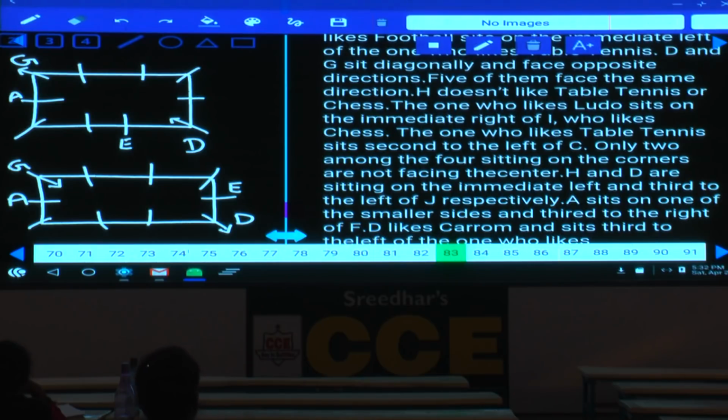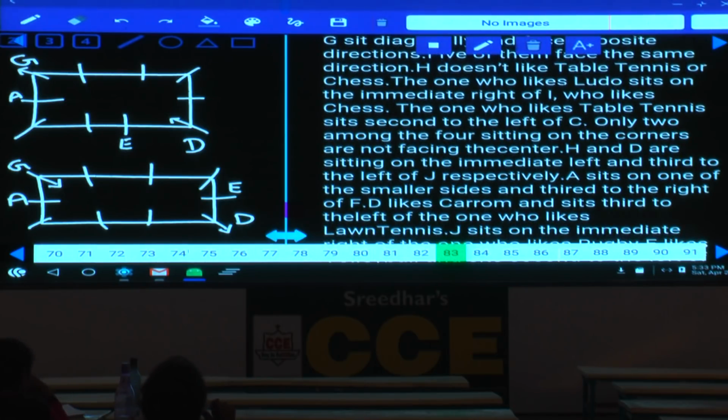The one who likes Ludo sits on the immediate right of I who likes chess. I likes chess, and the person who likes Ludo is to the immediate right of the person I. The one who likes table tennis sits second to the left of C. Only 2 among the 4 persons seated at the corners are not facing the center.